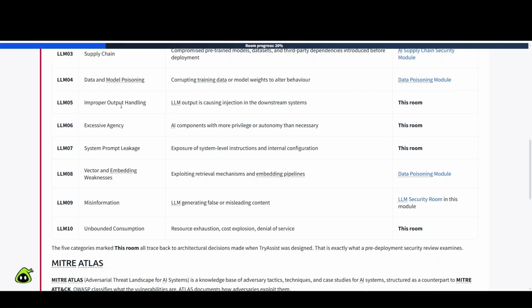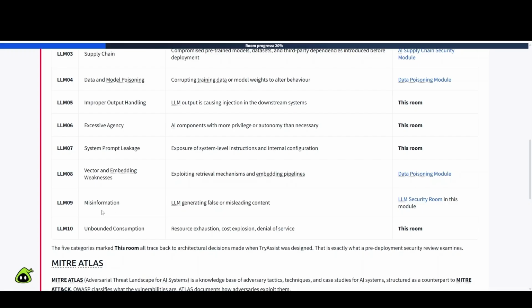05, improper output handling: LLM output is causing injection in the downstream systems. This room. 06, excessive agency: AI components with more privilege or autonomy than necessary. This room. 07, system prompt leakage: exposure of system level instructions and internal configuration. This room. 08, vector and embedding weaknesses: exploiting retrieval mechanisms and embedding pipelines.